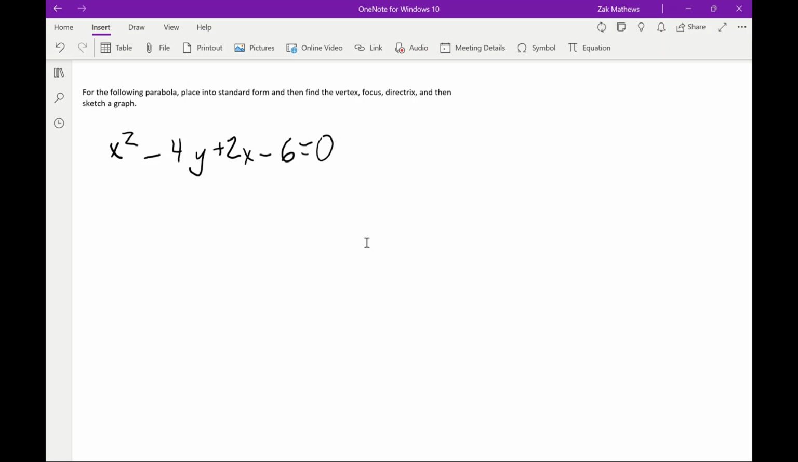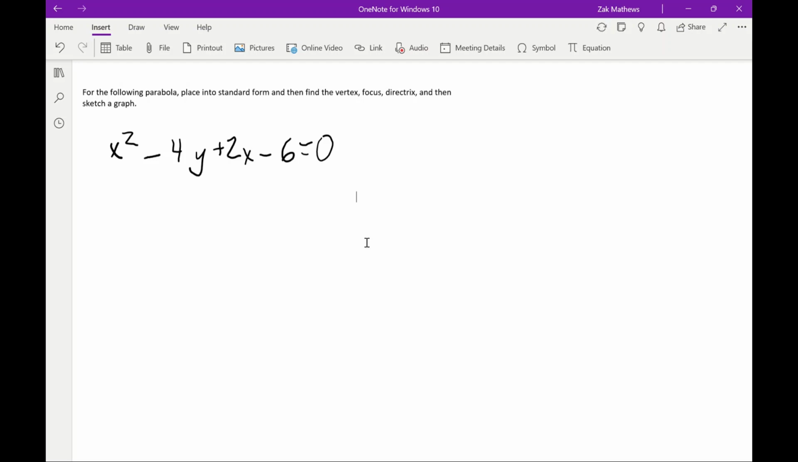Let's practice a little bit more with these parabolas. So I want to find the standard form of the parabola. I want to find the vertex, focus, the directrix, sketch the graph. I want to do everything associated with this parabola. Here in front of me, I have a parabola: x squared minus 4y plus 2x minus 6 equals 0.